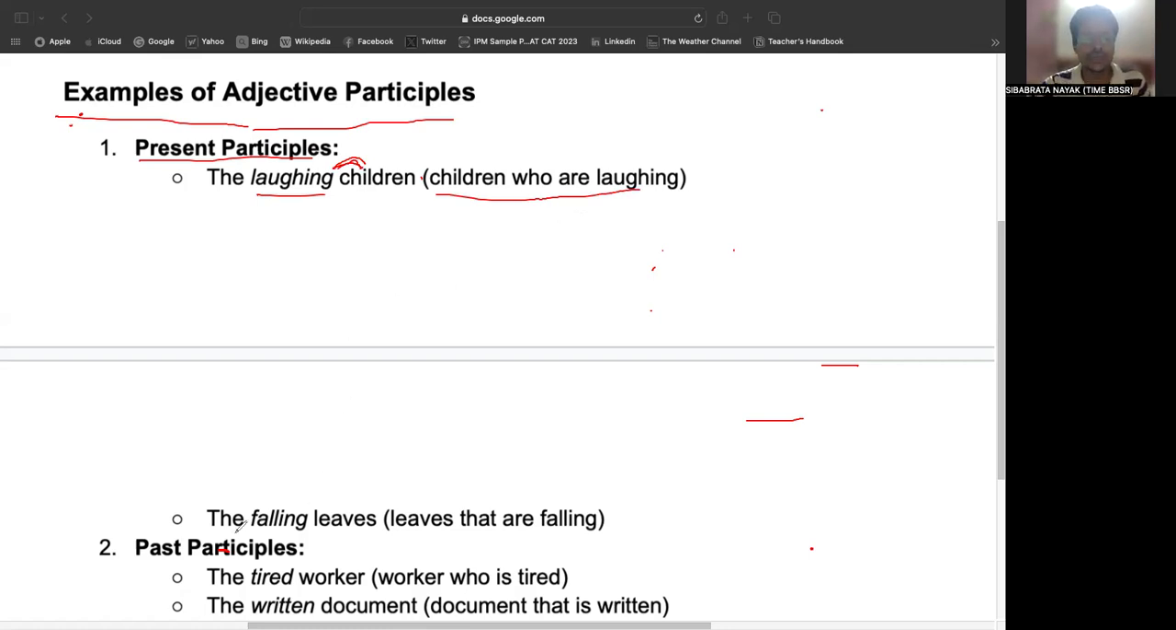We also say the falling leaves. Again, what? Another attributive case. What do you mean by that? Leaves that are falling is known as the attributive case of the adjective participle, right? Okay, the next one that we can find here is called past participles. So look into it.